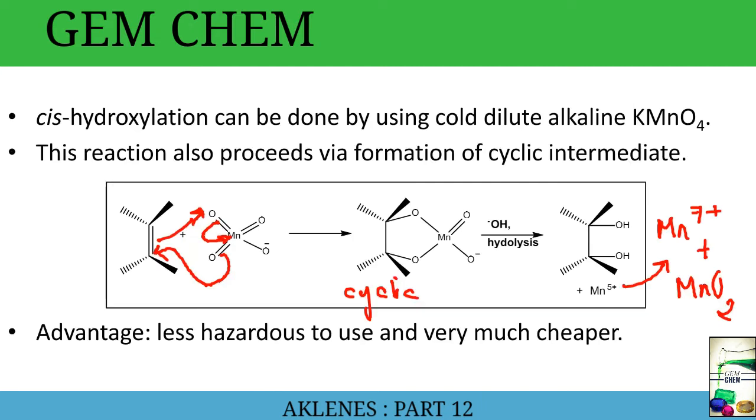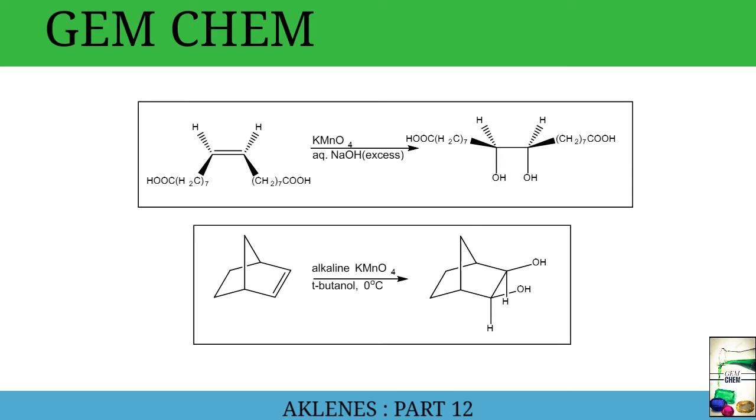Now first, what are the advantages of alkaline KMnO4? Why, though we have osmium tetroxide, is KMnO4 also needed? Because osmium tetroxide is hazardous to use and KMnO4 is very much cheaper.